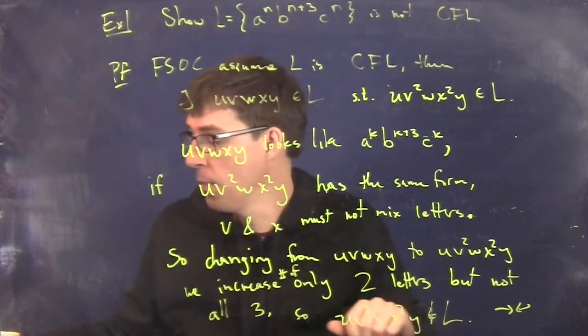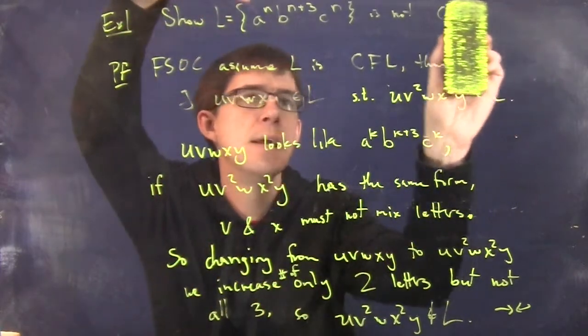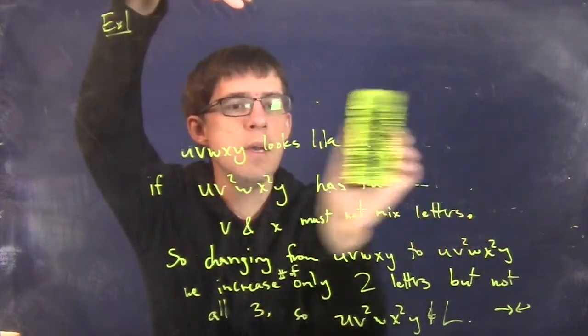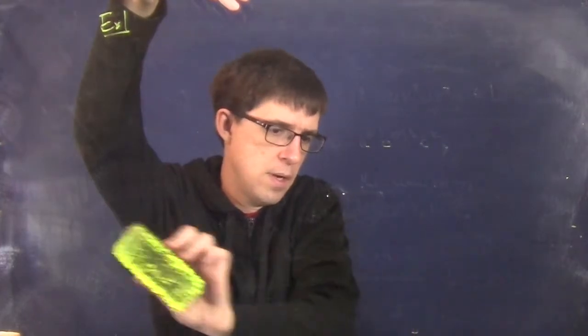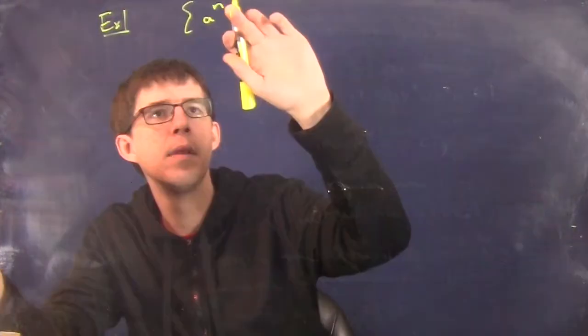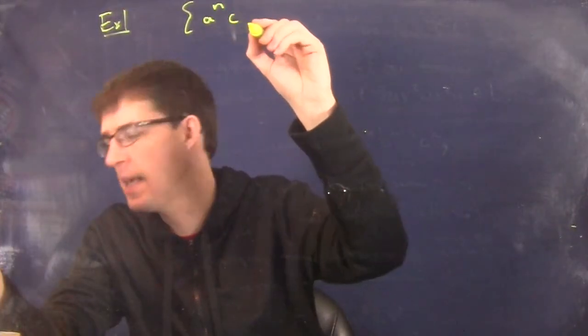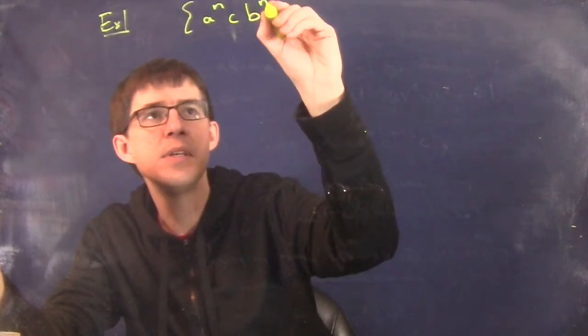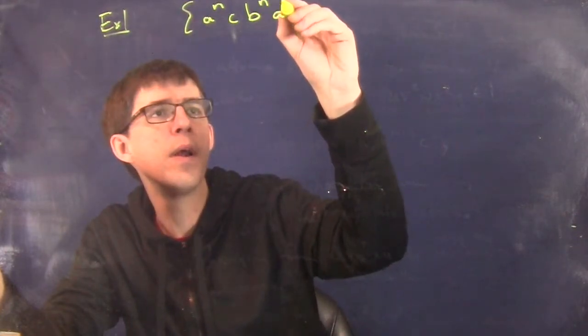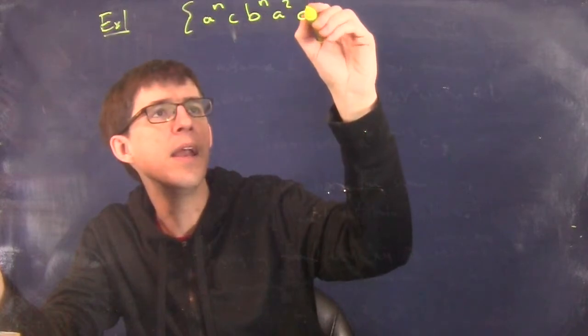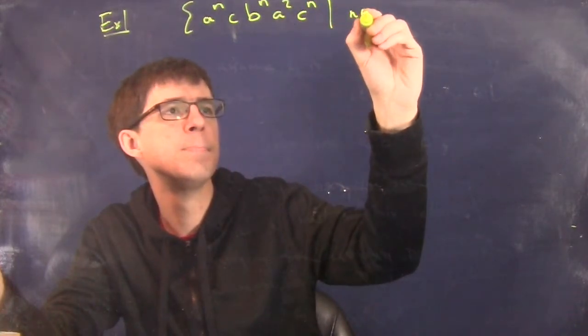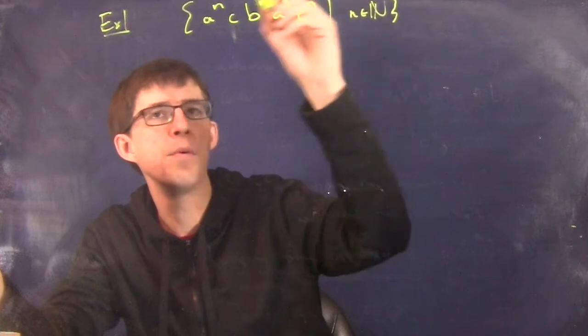All right, I got one more. I would like you to try it, and then I'll come back and see how we do it. How about this one? A to the n, C, B to the n, A squared, C to the n. N and n, of course, that's always what I mean.